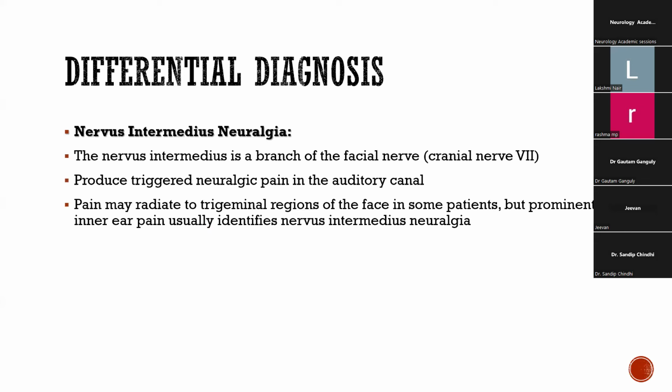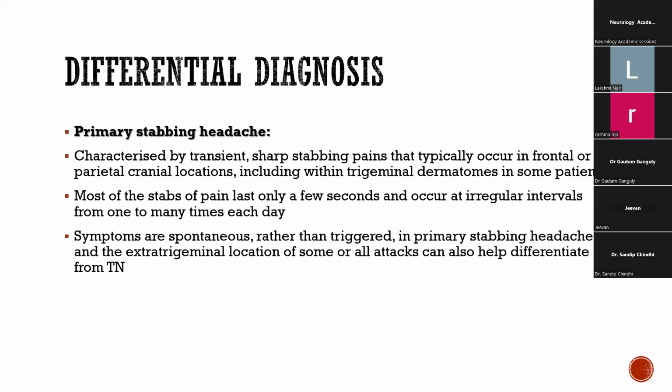So next is nervus intermedius neuralgia. The nervus intermedius is a branch of the facial nerve, and it produces triggered neuralgic pain in the auditory canal. The pain may radiate to trigeminal regions of the face in some patients, but prominent inner ear pain usually identifies nervus intermedius neuralgia.